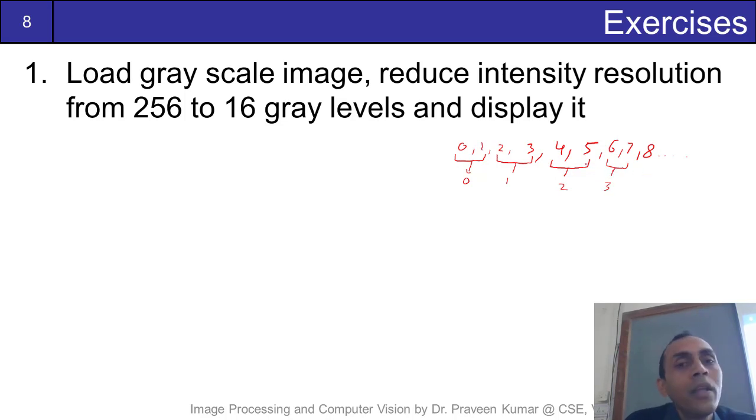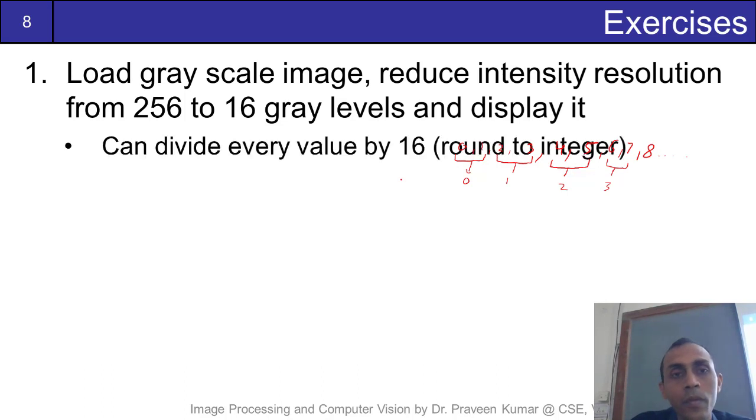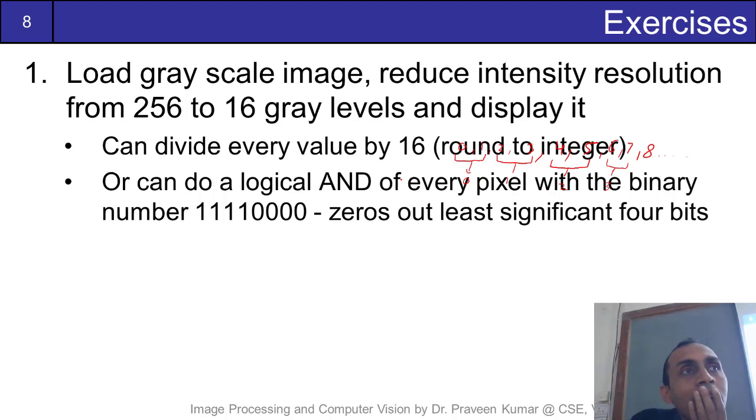Similarly, if you want to reduce it to only 16 levels, you will divide by 16. Any other solution? You can also do a bitwise AND, a logical AND. If you want 16 levels, you can just zero out the last 4 significant bits.